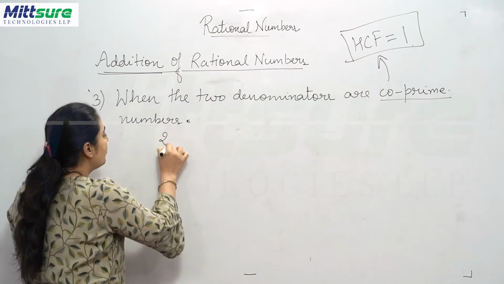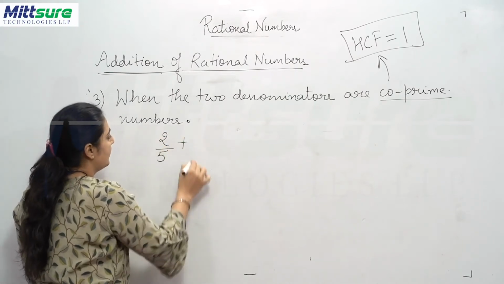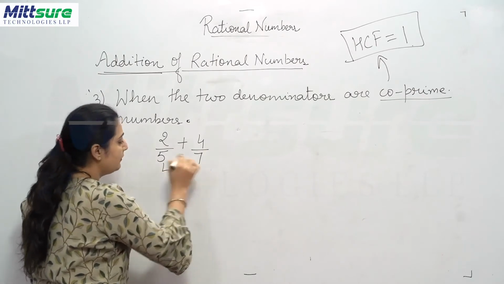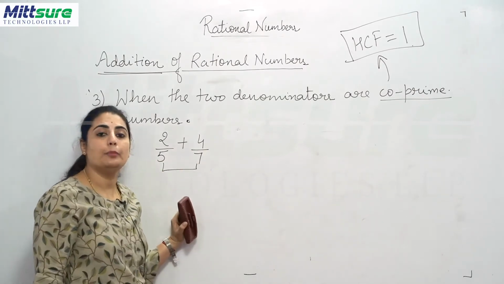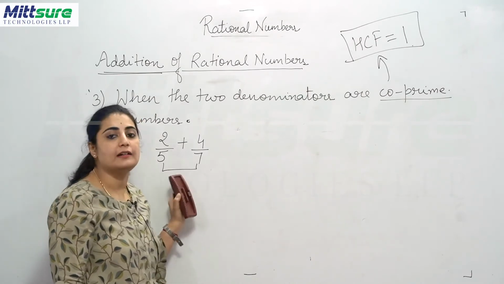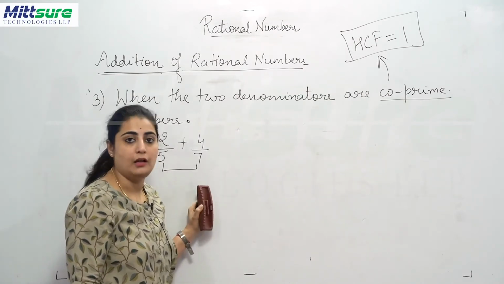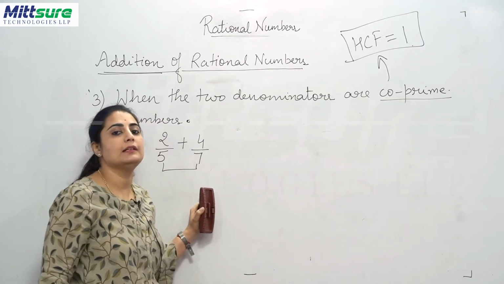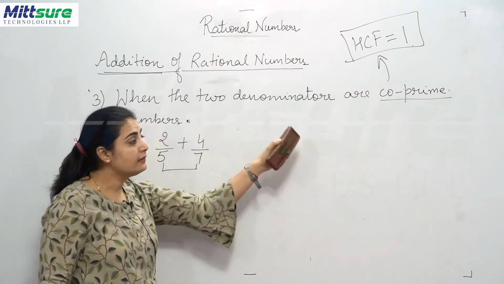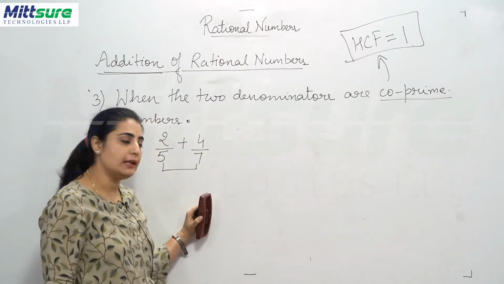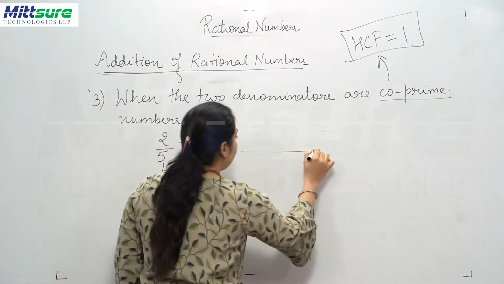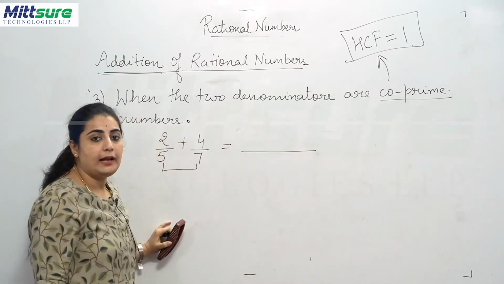So, I have 2 upon 5 plus 4 upon 7. 5 and 7 are both co-prime numbers. Why? Because they have a common factor of only 1. No other number is their common factor other than 1. That is why they are known as co-prime numbers. Clear? So, after taking the LCM, what will I get?